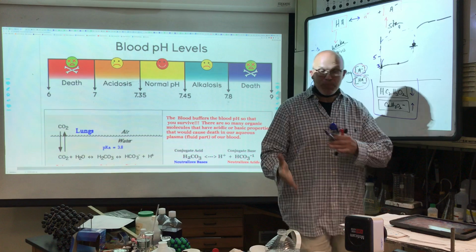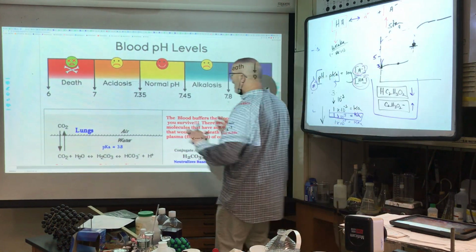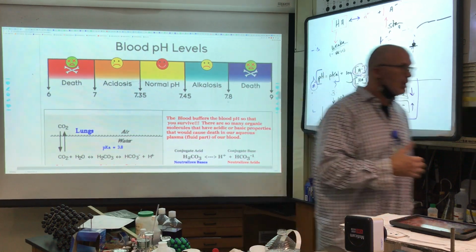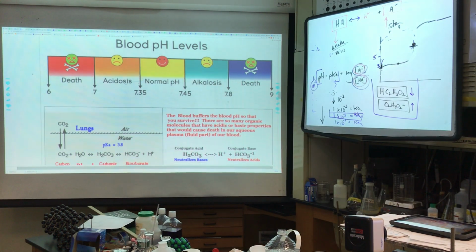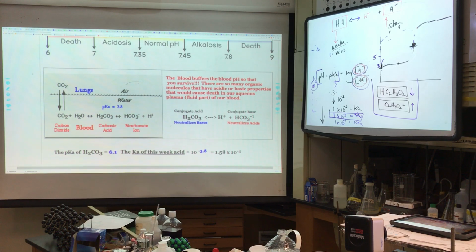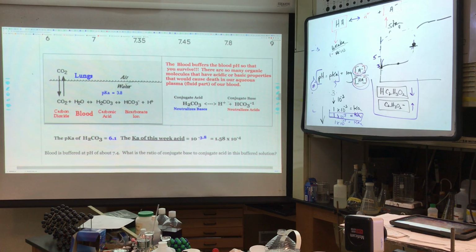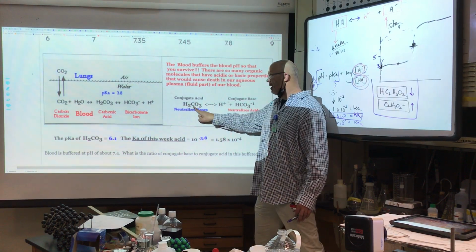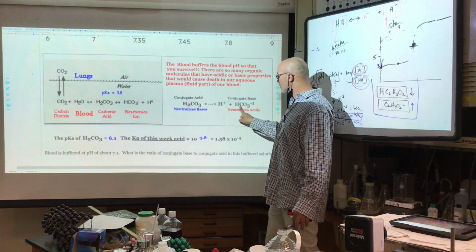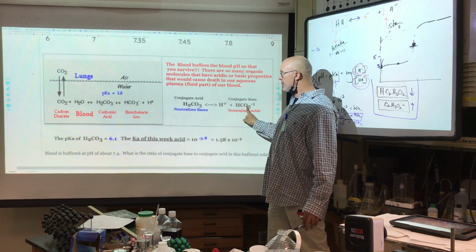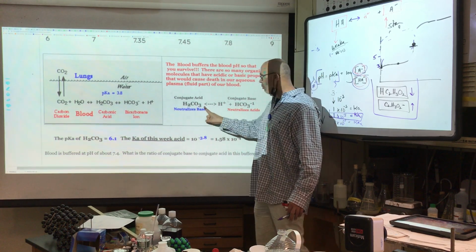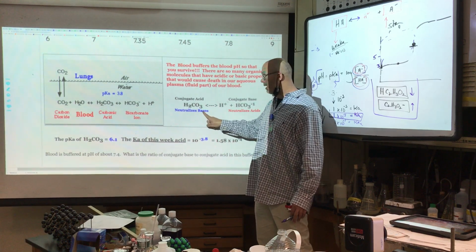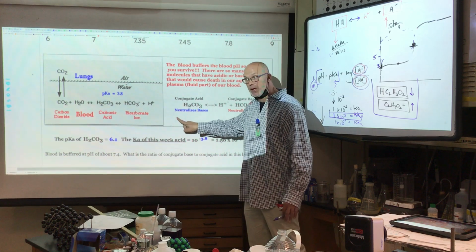Because there are so many chemicals that have acid-base properties, we have to keep our blood pH at a very narrow range. So here's what we use. In our bloodstream, we have carbonic acid, the conjugate acid, and there's the conjugate base. This exists in our bloodstream. What does the conjugate acid do? Well, it can neutralize bases, because it can donate that proton to the base to neutralize it.